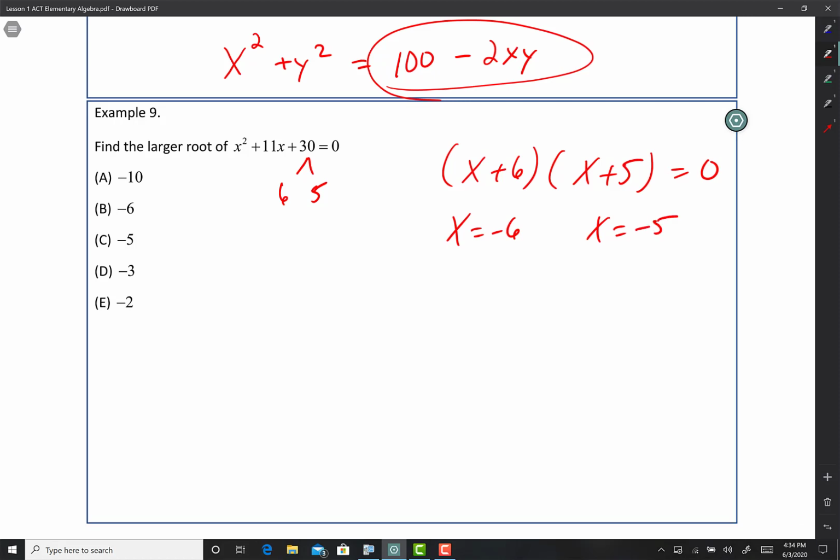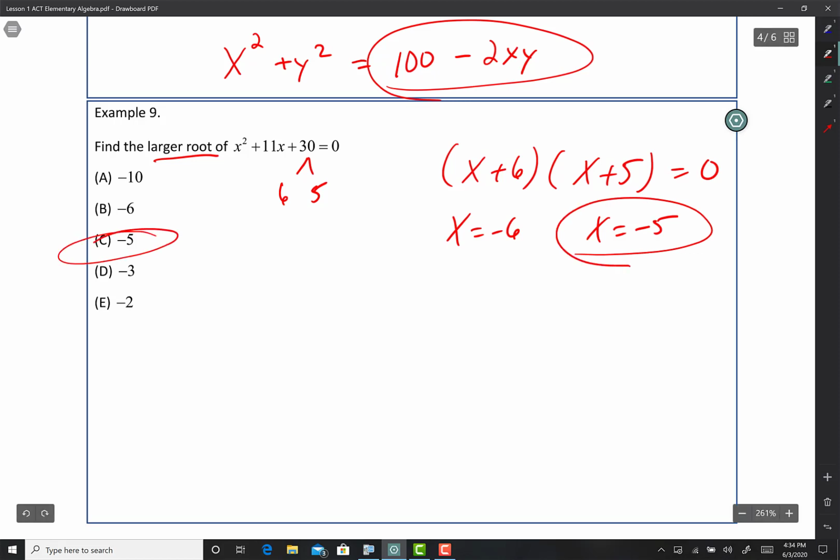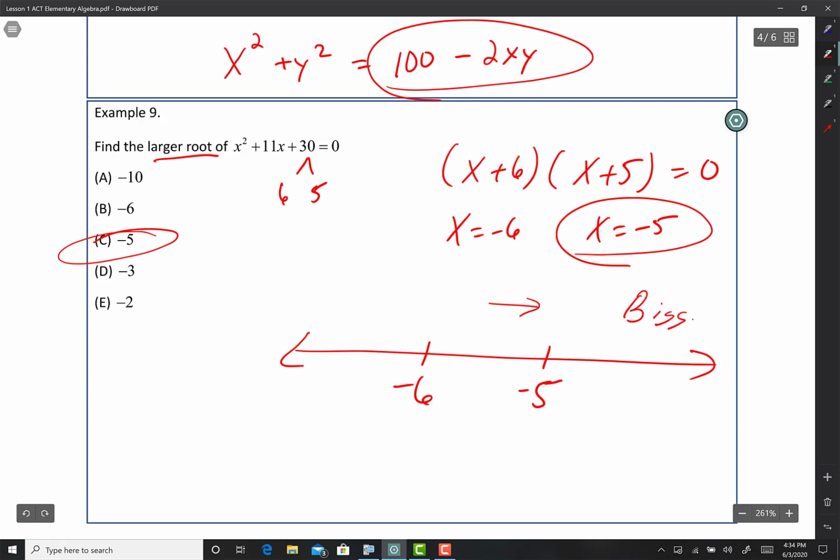All right, magnitude-wise, the negative 6, I guess, is larger, but they don't want to know magnitude-wise. They just want to know what's the larger root. So the answer is negative 5. Now, hold on. Before everyone starts screaming, let me explain why that is. On a number line, negative 6 is here. Negative 5 is to the right of negative 6. The further right you go, the bigger that number is. The further left you go, the smaller that number is.